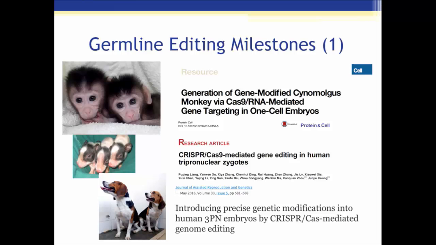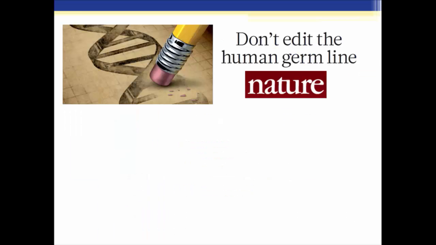Also in triple-nuclear embryos, non-viable embryos. So those experiments as a collection, especially the second, caused a stir. And that stir reached the deepest levels of policymaking and ethics in the US and abroad.